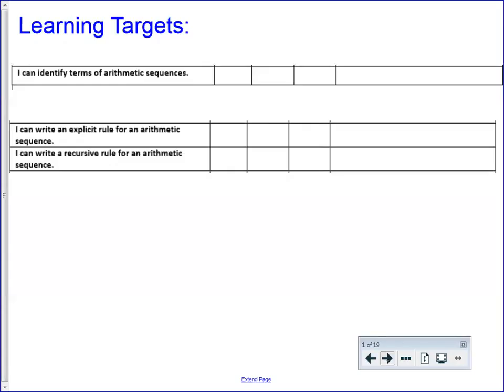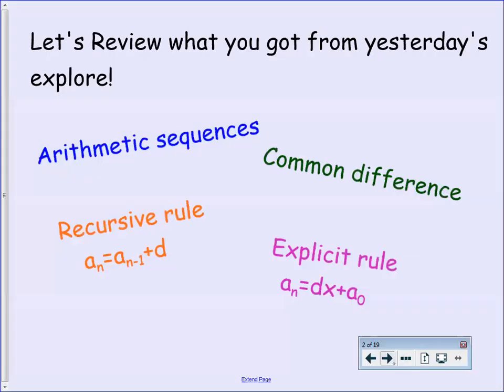Today we're going to talk about arithmetic sequences. We're going to learn how to write the explicit and recursive rule. This is all stuff that you started kind of looking at yesterday in that packet. Today we're going to review what you learned yesterday first, and then we're going to go into writing these rules for the tables.